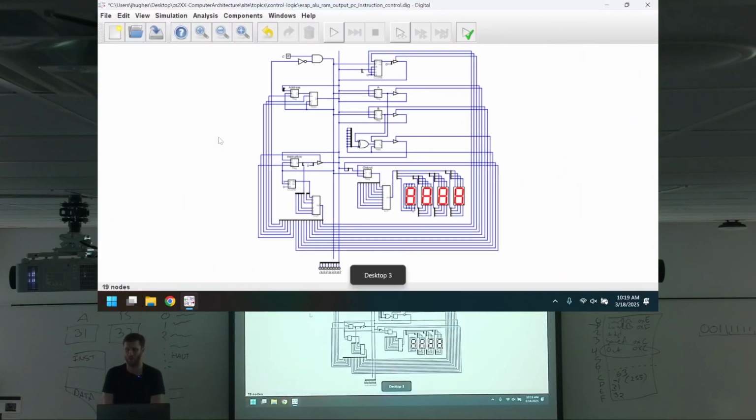Who wants to see this run on the system? Put your hands up. Come on. This is what it's all been about. This is what we've been working towards.